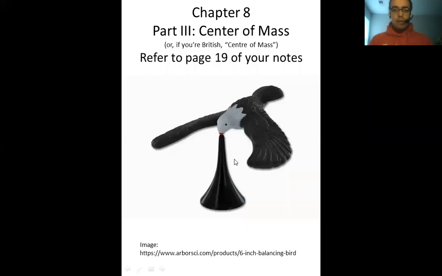Hello, everyone, and welcome to part 3 of 3 of the notes on chapter 8. And in part 3, we're going to be discussing center of mass, or if you're British, centre of mass. Please refer to page 19 of your note packet.